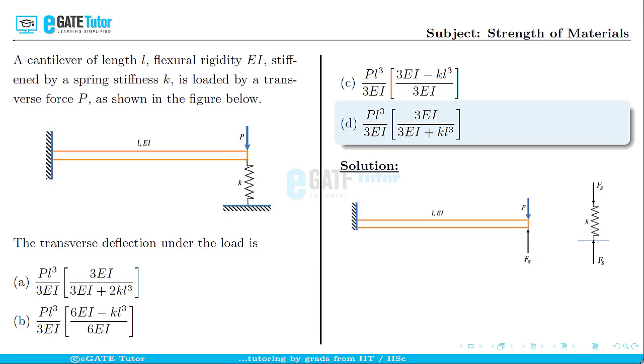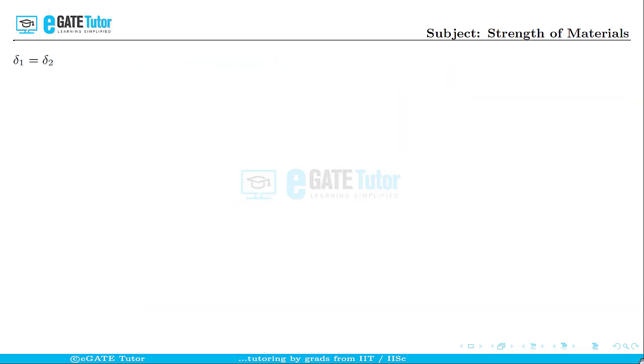So in that case, we can write delta 1 is equal to (P minus Fs) into L cube by 3EI, and delta 2 is nothing but Fs by K. Now, when we consider the spring and the cantilever as a single entity, since they need to bend as a single unit, the deflections delta 1 and delta 2 should be the same. So when we substitute the corresponding equations, we get PL cube by 3EI minus Fs into L cube by 3EI, equal to Fs by K.